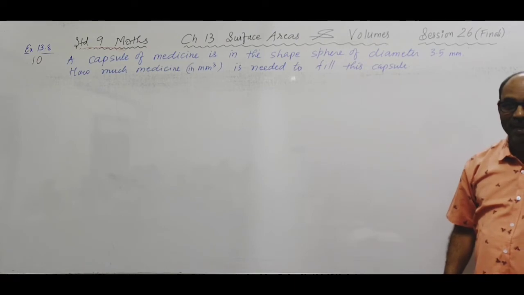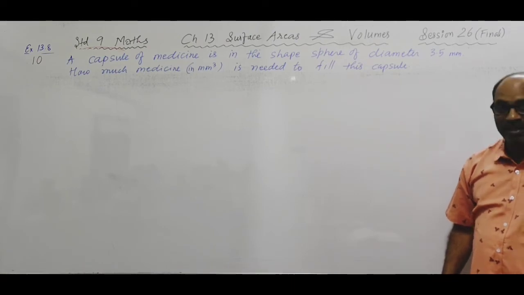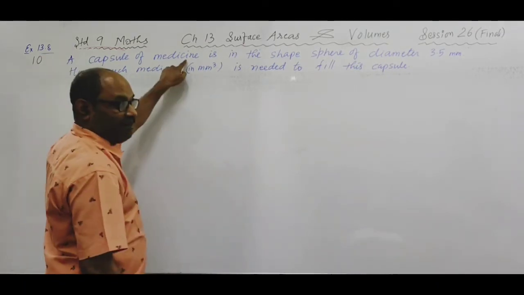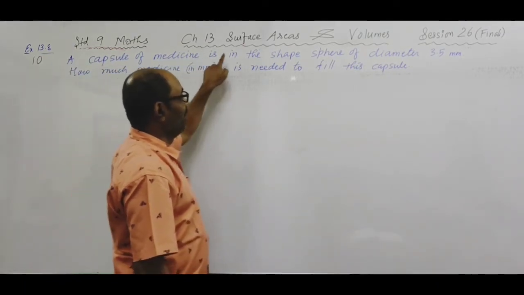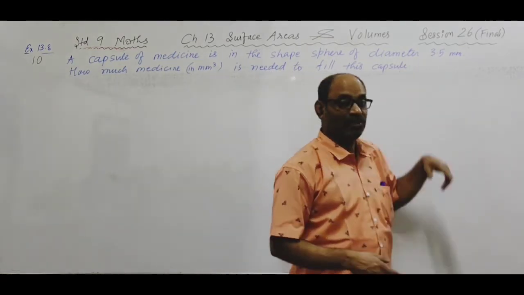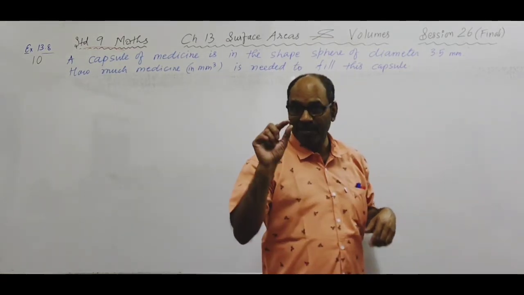Now see, please pay attention. What is the question? A capsule of medicine is in the shape of a sphere of diameter 3.5 millimeter.